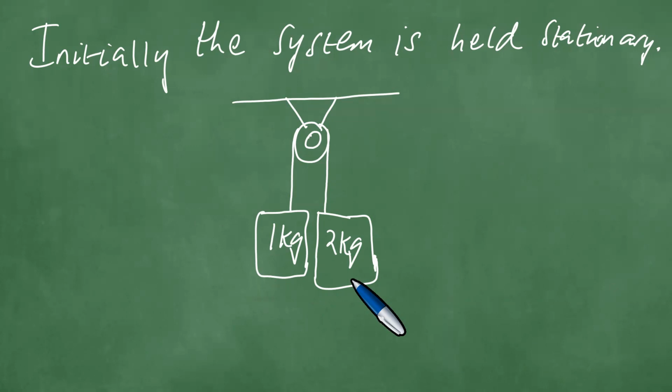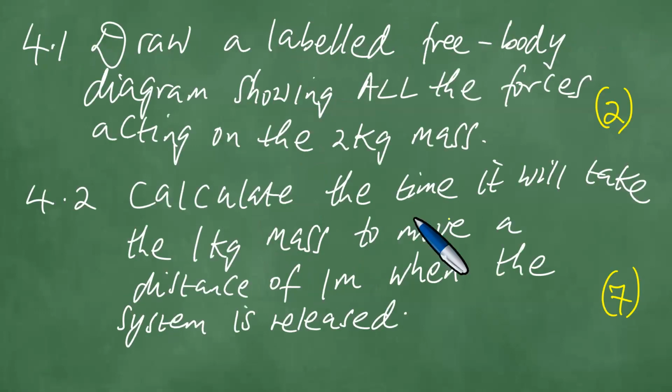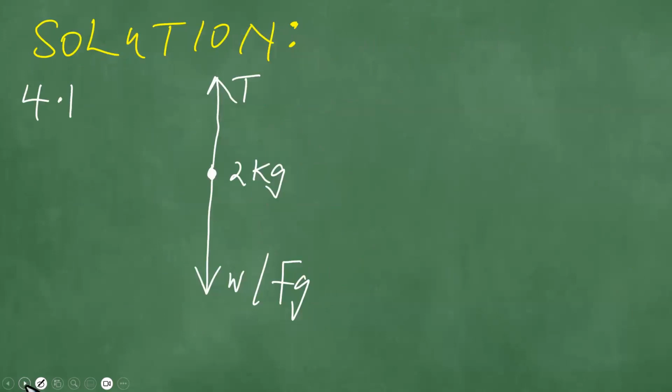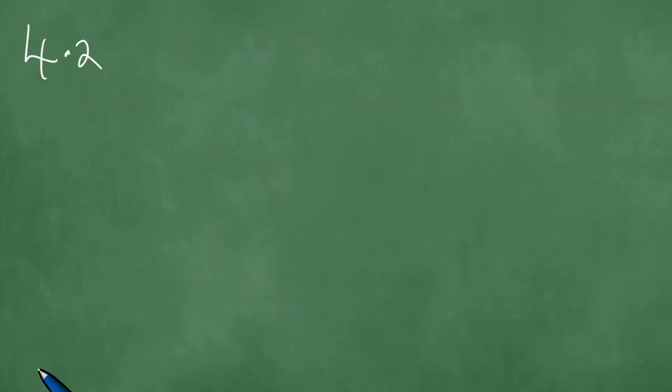Now, we need to perform a calculation. What is this calculation? You need to calculate the time it will take for the 1 kg mass to move a distance of 1 meter when the system is released. We look at the solution to this. Okay, what do we do now? We solve this problem in a step-by-step fashion.